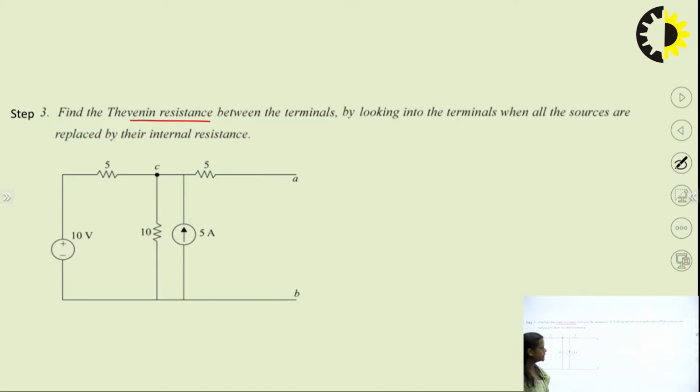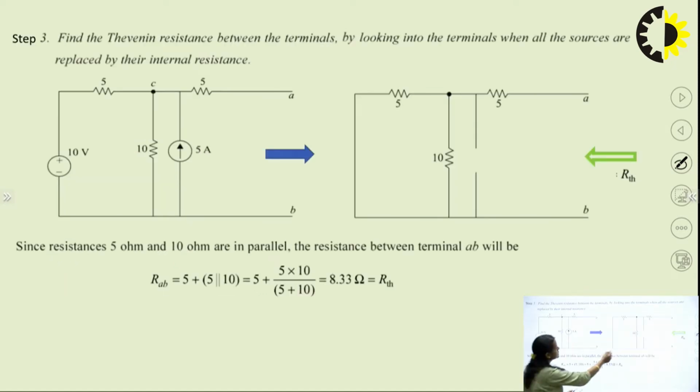So how will we find the Thevenin resistance? To find the Thevenin resistance, we will replace these sources by their internal resistance, right? So in this circuit you can see that we have one voltage source and one current source. In the previous slide I have already told you that the voltage source, you will remove and short circuit it, and when the current source is there, you will open it, right? So after doing this, you can see the circuit would look like this.